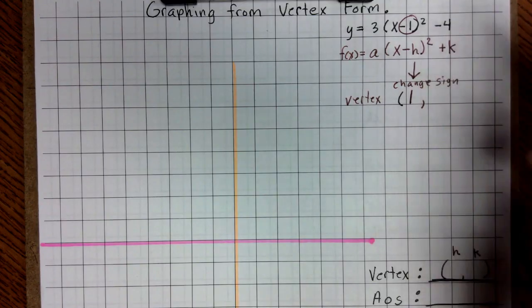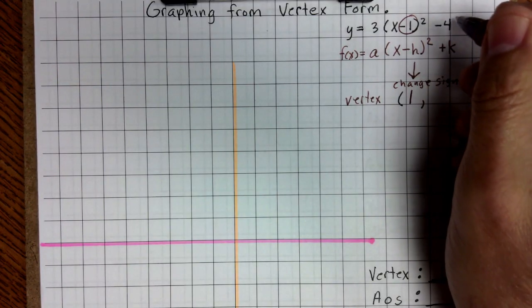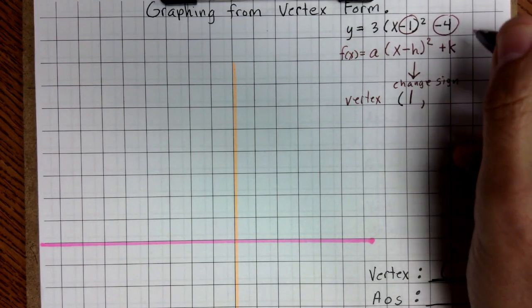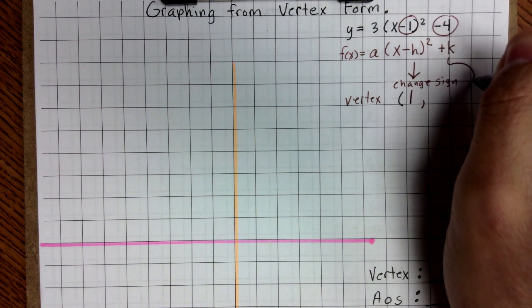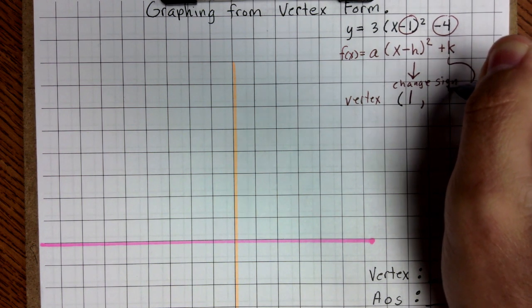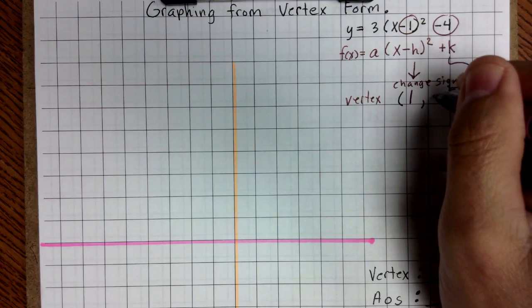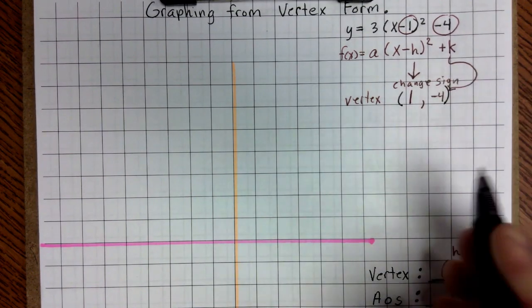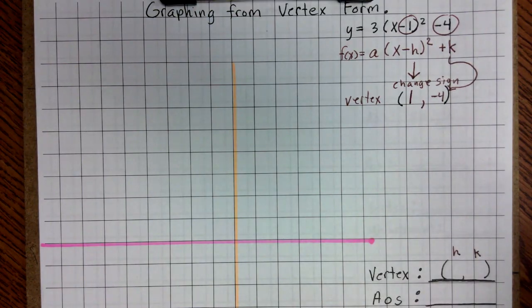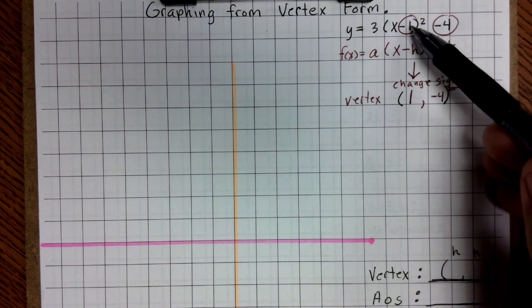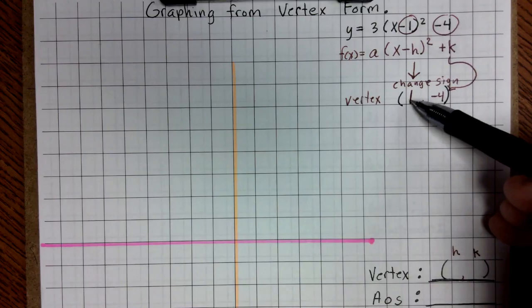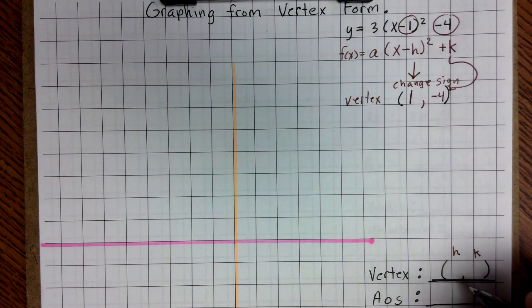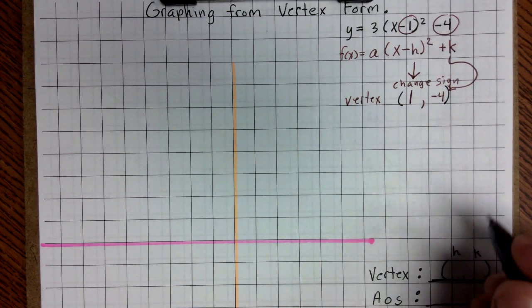Now when it comes to the k, we don't have that issue. Notice here my k value happens to be -4. So I'm going to take that k value and just bring it down and write it in there. So I'm going to go ahead and put -4. And now I have my vertex. So notice that's really quick and easy. You didn't have to do any math other than really just change the h value sign. So I'm going to go ahead and write that in. So my vertex is 1 and -4.